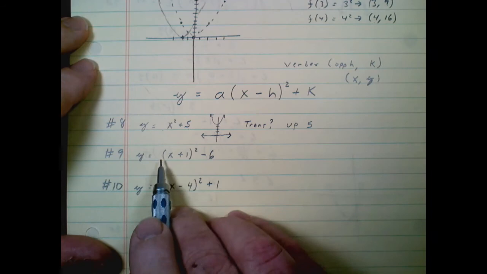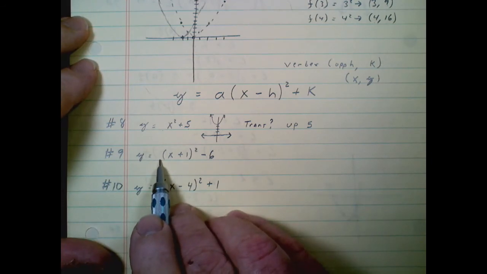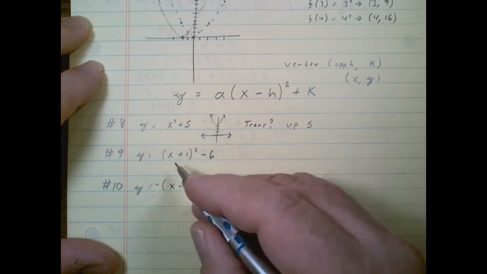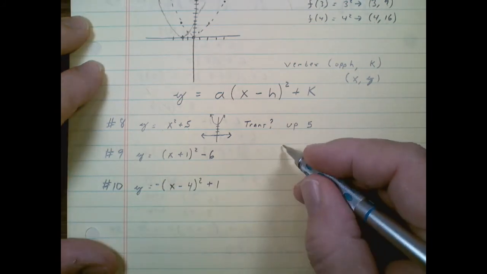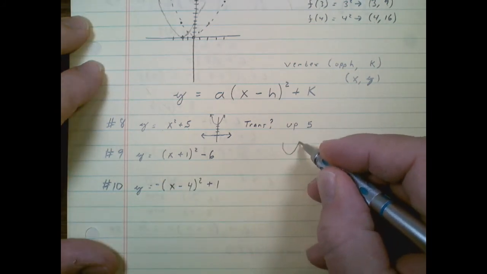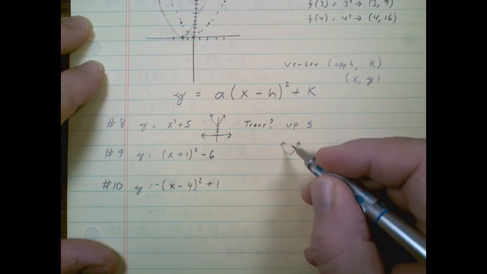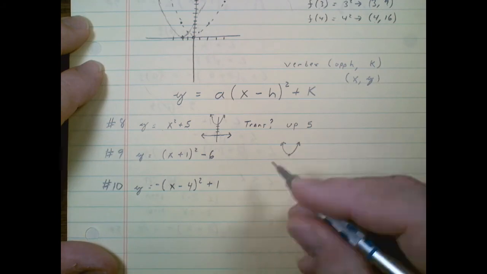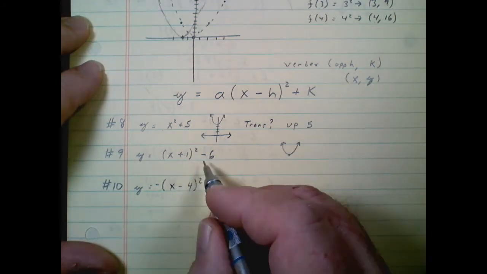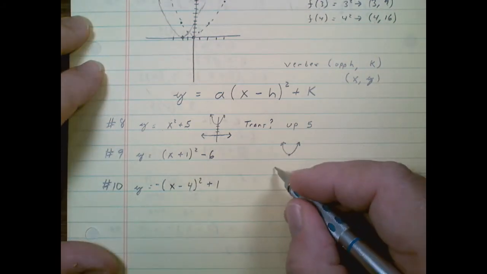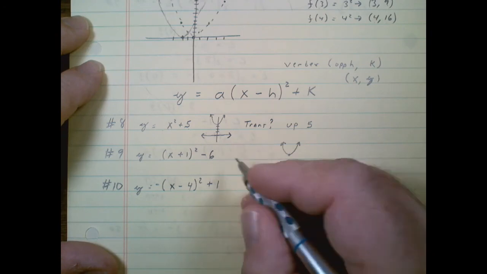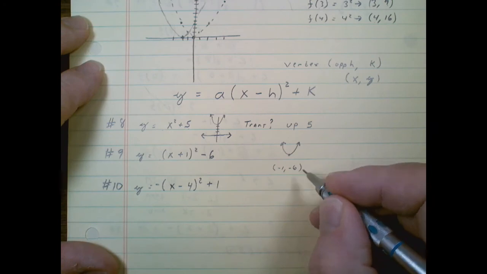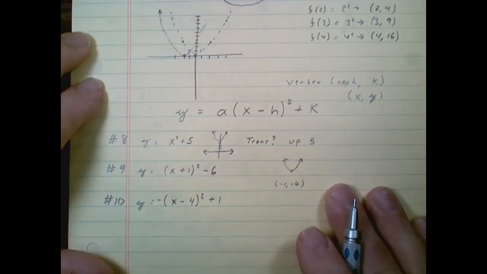All right, so this is positive, so it's going to be right side up. Okay, so now it's going to look like this. That hasn't changed any, so it's going to be right side up. But where's that vertex going to be? Well, that vertex right there is going to be at -1, 6. So that vertex, excuse me, -1, -6. So -1, -6.